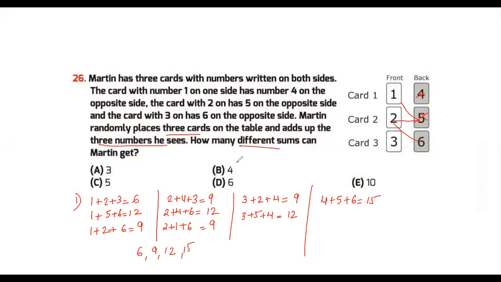So how many different sums are possible? So there are 4 different sums which are possible. So the answer for 26 is option B.